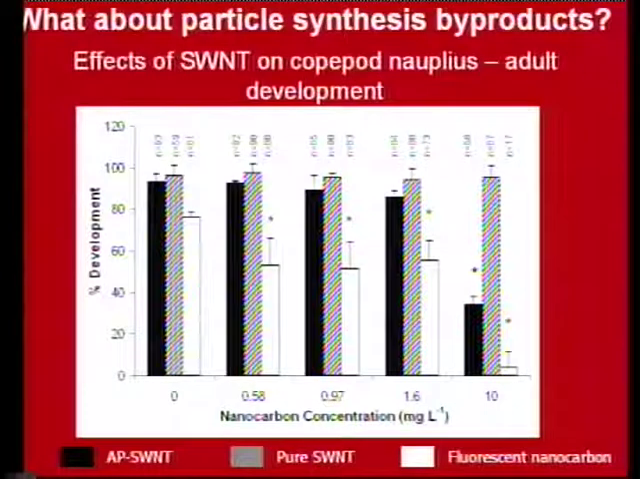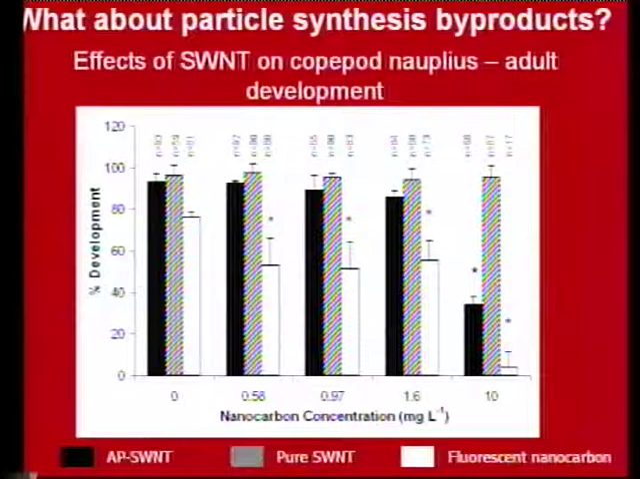And if you look at exposure to these, there are non-purified, so this has all the components in it, purified carbon nanotubes and fluorescent nanocarbon. I don't have the nanohorn data on here, but basically you can see that there's no difference in changes, in this case we're looking at development, between pure carbon nanotubes and the raw nanotubes, but look at the effect of the fluorescent carbon. Okay, it has significant effects on development of these little critters.